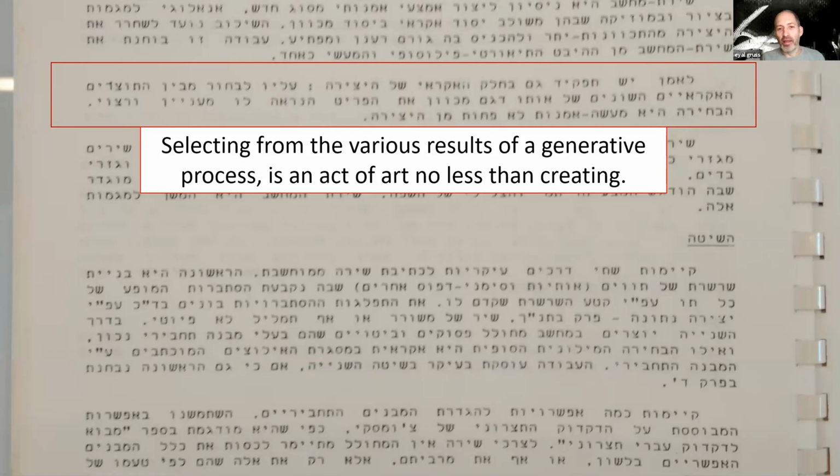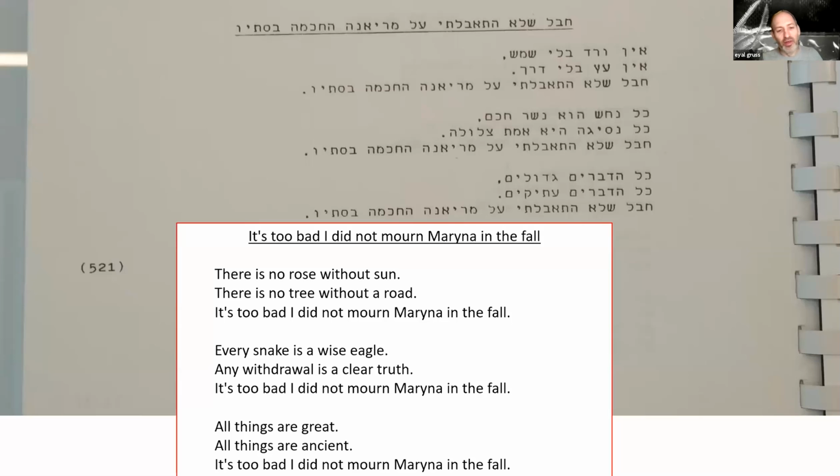So I translated some parts to English. This is about computational poetry. At the time, probably he used a simple Markov model. And he says about this generative poetry, selecting from the various results of a generative process is an act of art, no less than creating. This is a poem. The Google Translate is very bad, forgive me for it, but it's actually a beautiful poem.